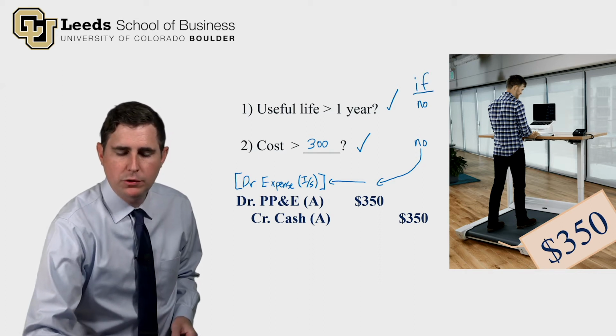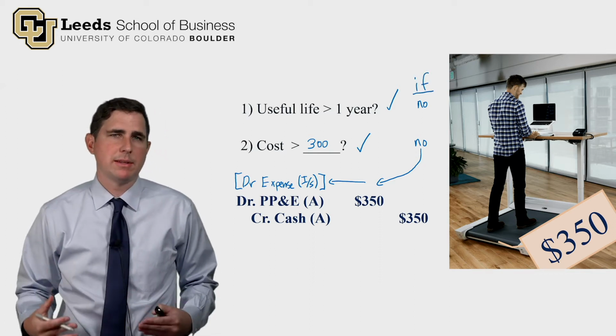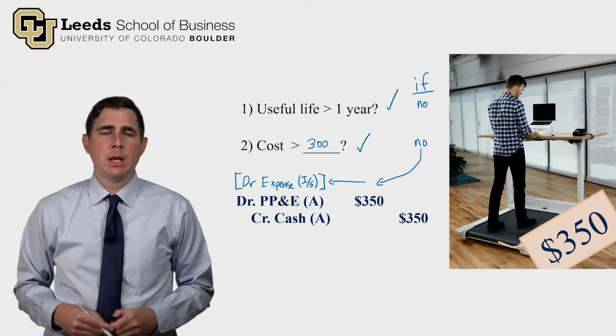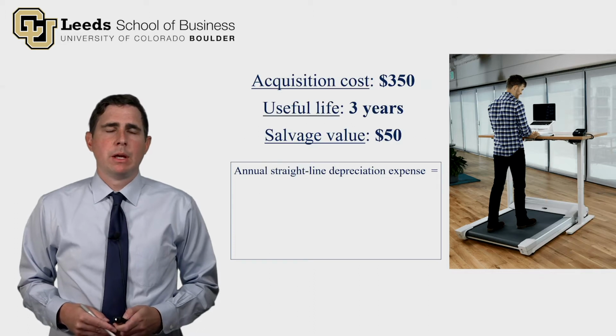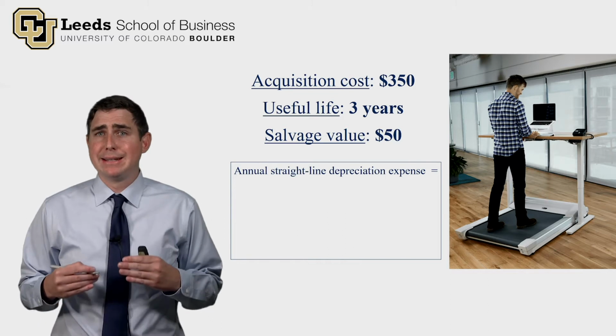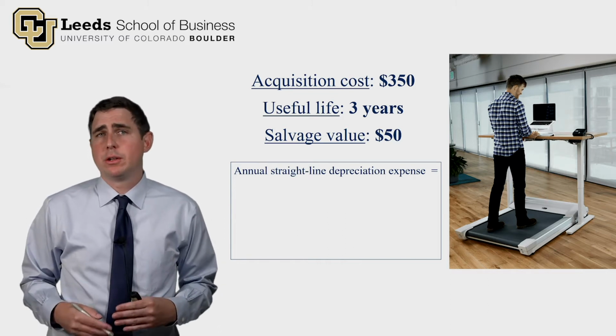So if no to either of those, then you would just debit an expense account. You'd still credit cash, but you'd be debiting an expense account. Now let's talk about how to depreciate this asset. So we're going to be walking on this thing on a daily basis, and it is surely going to depreciate.